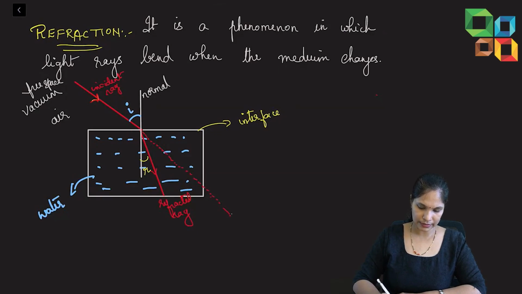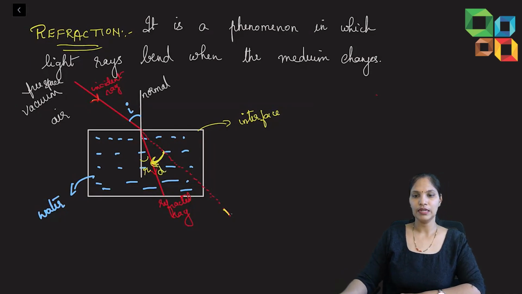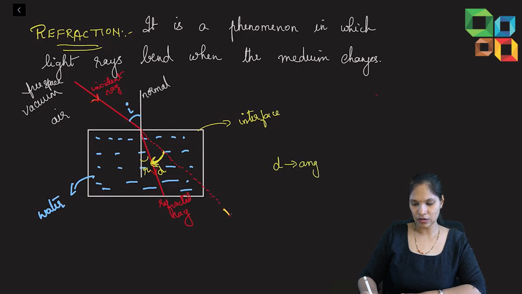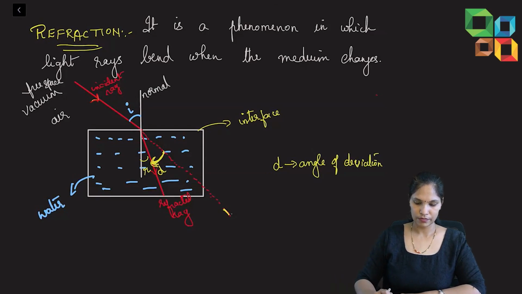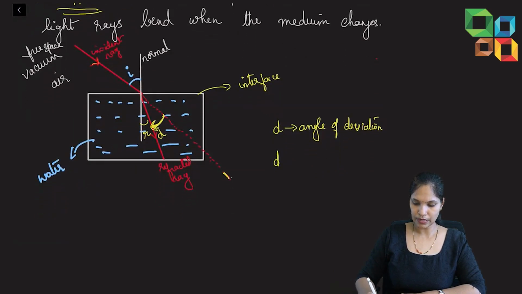Now, what is this angle then? The ray was supposed to go like this, in this direction, but it took a new path like this. So how much did it get deviated? So much it got deviated. That angle we call the angle of deviation, written by the letter D. So D stands for angle of deviation.